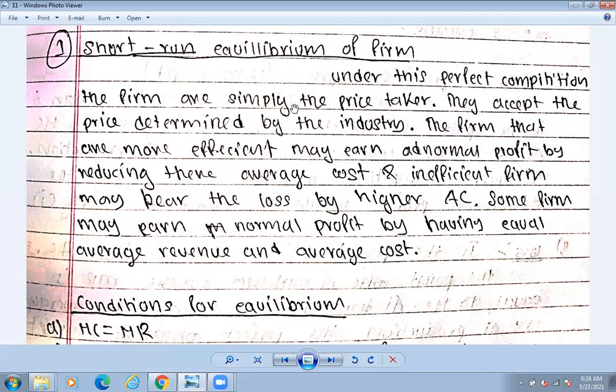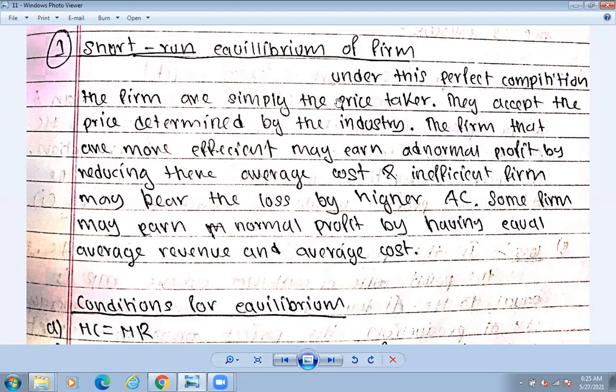Short run means operating for just a short time, say below 5 or 6 years. That is called the short run equilibrium. Under perfect competition, the firms are simply price takers. Why are they called price takers? Because they take the price whatever is going on in the market. Suppose I bought a new cold drink.